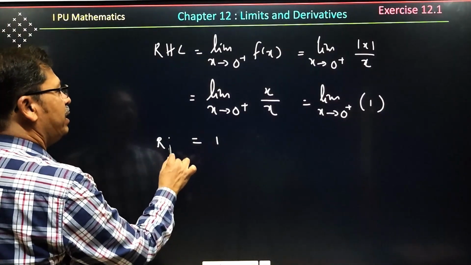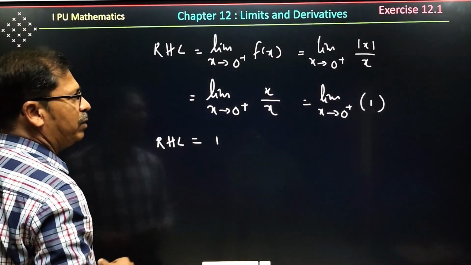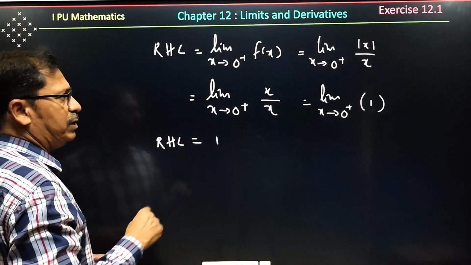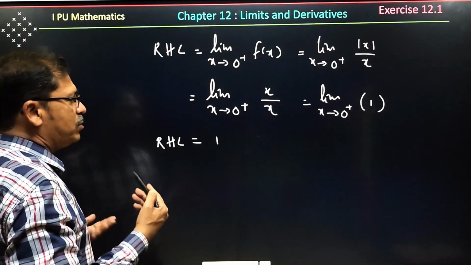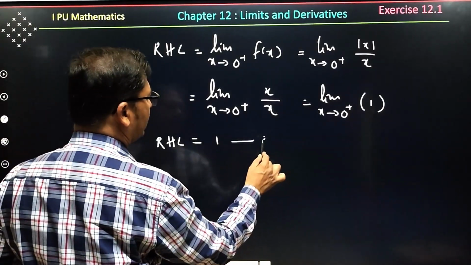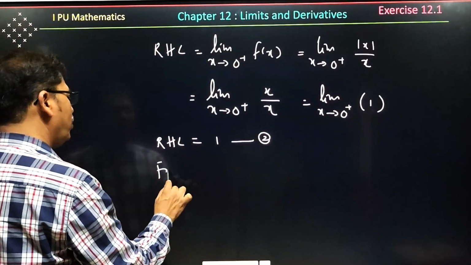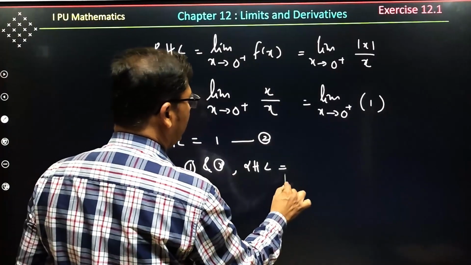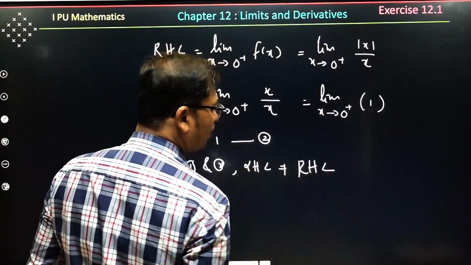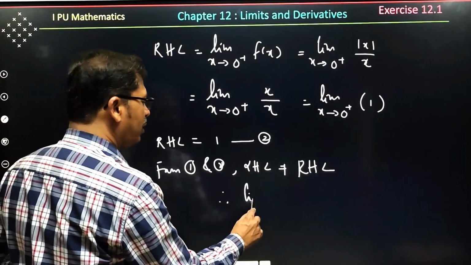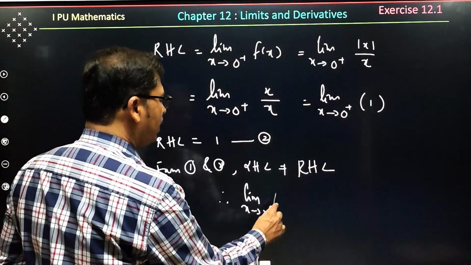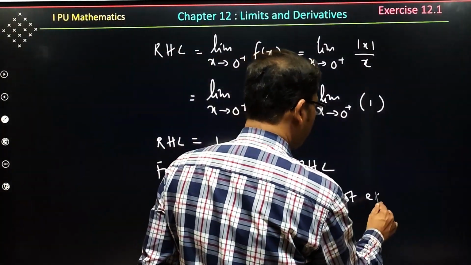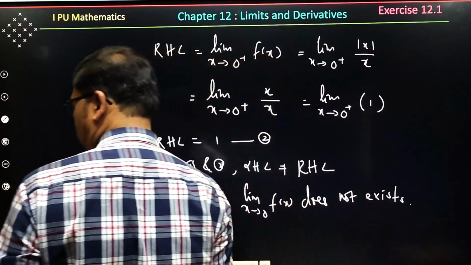So the right hand limit, tell me what. Correct, 1 remains as a constant, x and x cancel and 1 remains. So the right hand limit on simplification leads to 1 here. Call this as equation number 2. So from 1 and 2, the left hand limit is not equal to the right hand limit. Therefore what I can conclude is, limit x tends to 0, f(x) does not exist. So this is the conclusion as far as this problem is concerned.